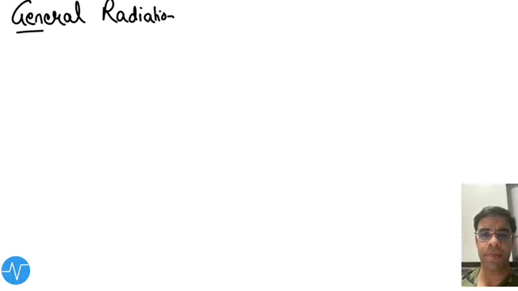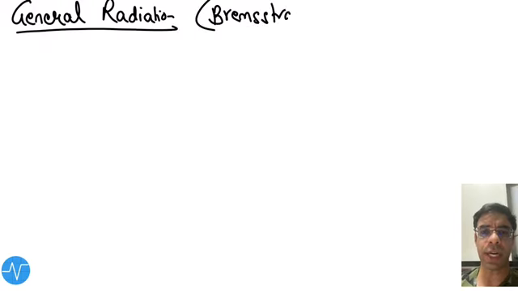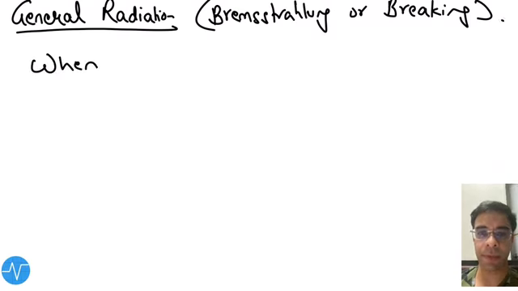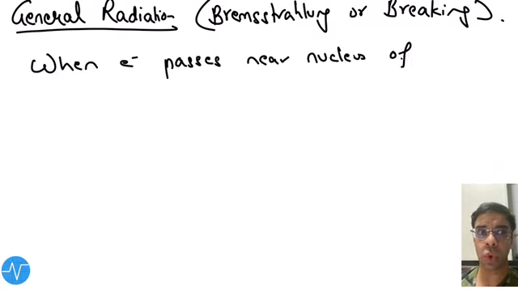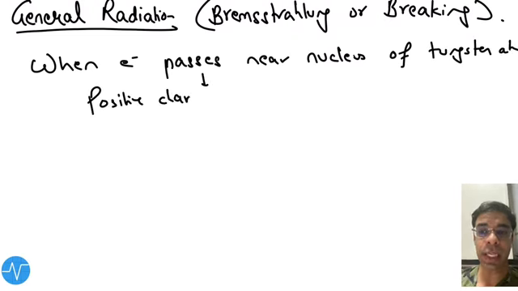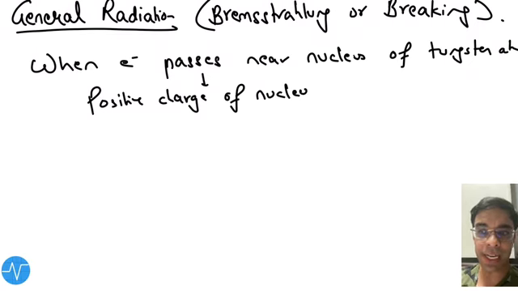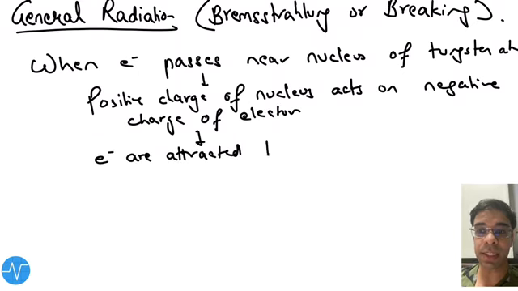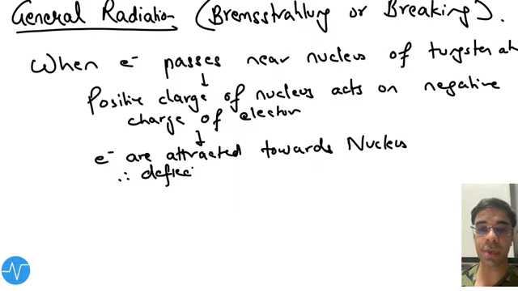General radiation is also known as Bremsstrahlung radiation. Bremsstrahlung means braking radiation. Now what happens? The electron produced by the cathode goes and hits the anode. The anode is made of tungsten. This electron will pass near the nucleus of the tungsten atom. The tungsten nucleus has a positive charge and the electron is negative charge. Therefore, the electron will be attracted towards the nucleus.